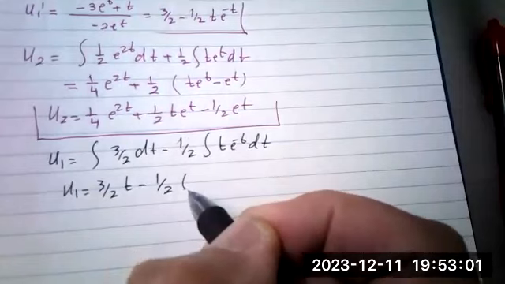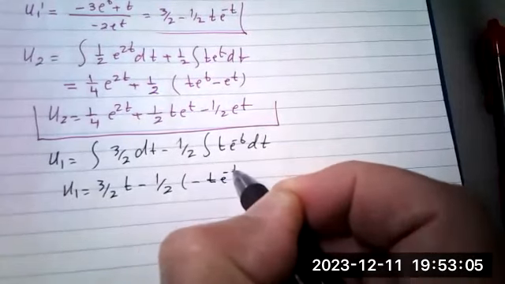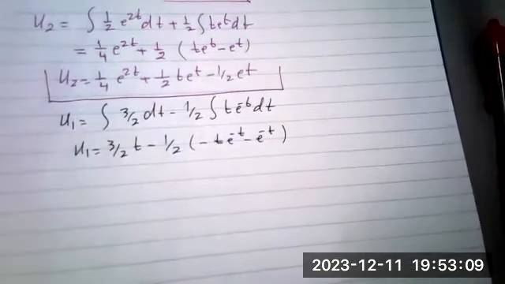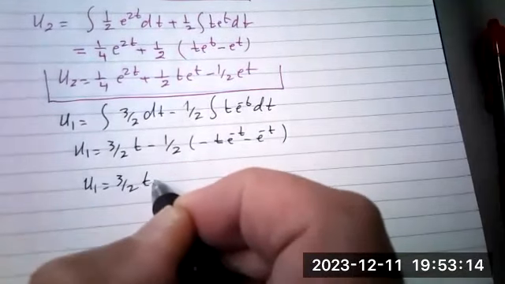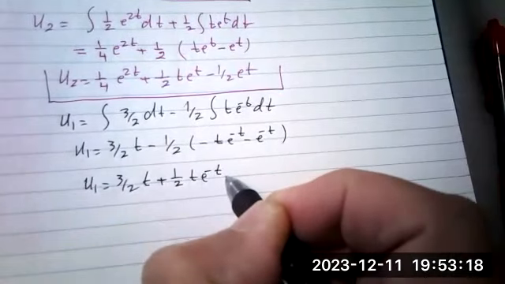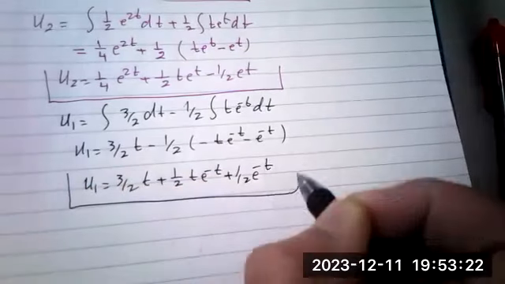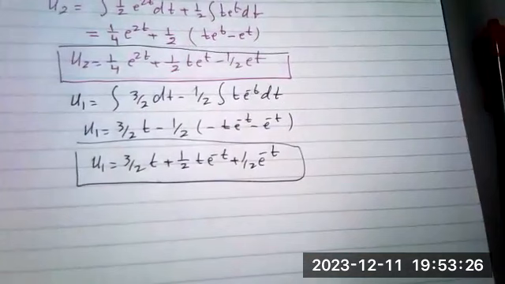And the same thing for this one, when you integrate it, that gives negative t e to the negative t and minus e to the negative t. So the U1 is going to be 3/2 of t plus 1/2 of t e to the negative t plus 1/2 of e to the negative t. Okay, so that gives you U1 and U2.